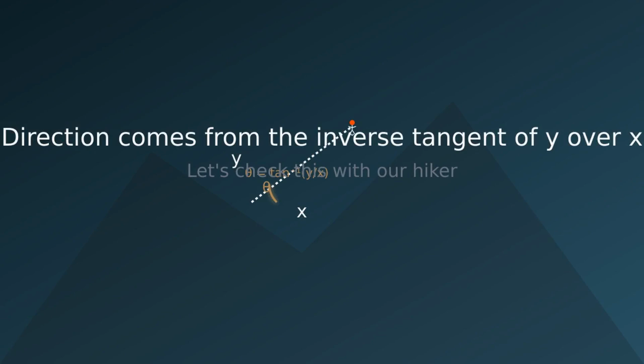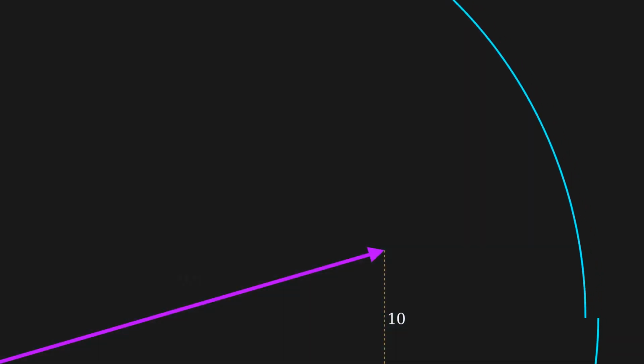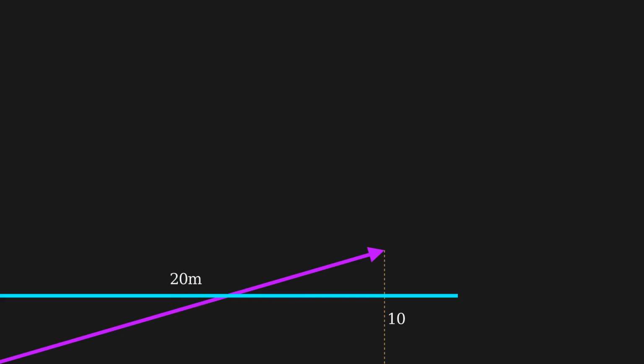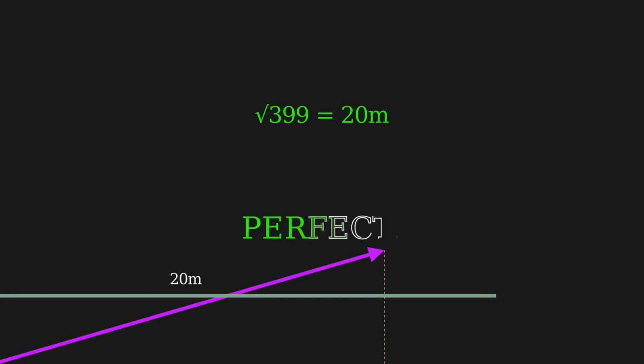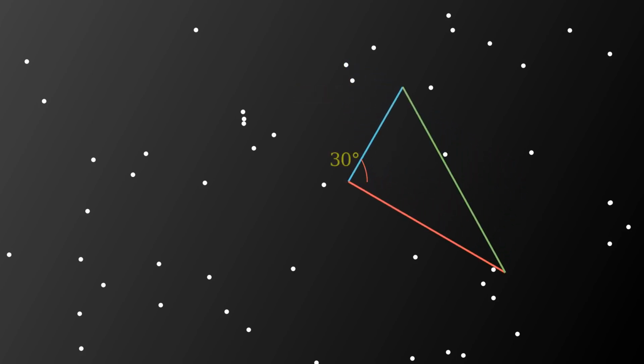Let's check this with our hiker. Magnitude equals the square root of 17.3 squared plus 10 squared. That's the square root of 399, which equals 20 meters. Perfect! Back to the original magnitude. Direction equals tan inverse of 10 divided by 17.3 equals 30 degrees. Again, we've recovered the original vector.